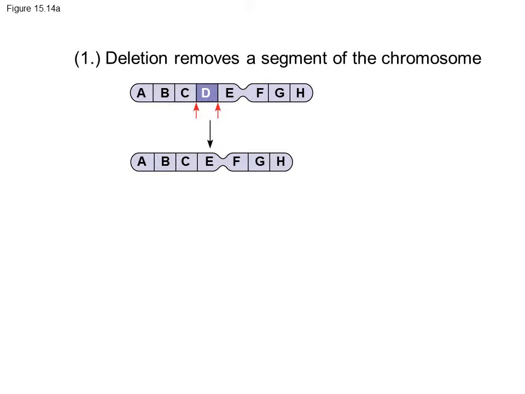The first abnormality that we'll look at is a deletion. So deletion removes a segment of the chromosome. In this image, we're going to take gene D and delete it from that chromosome. So whatever gene that was, we're no longer going to produce the proteins that were from it. This could actually lead to death in the developing embryo.